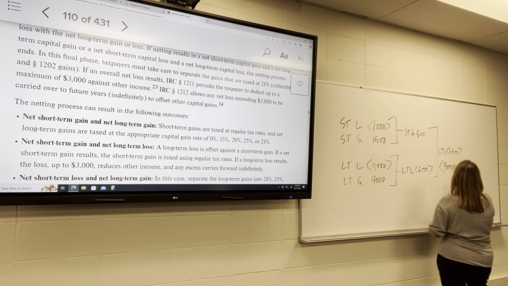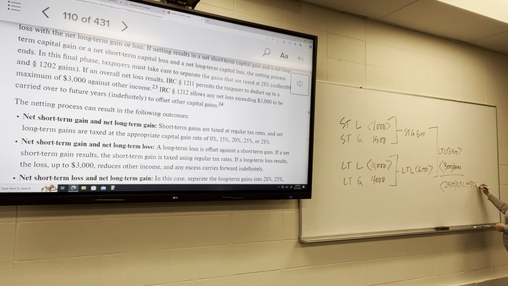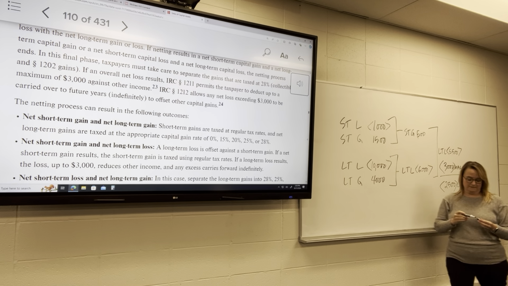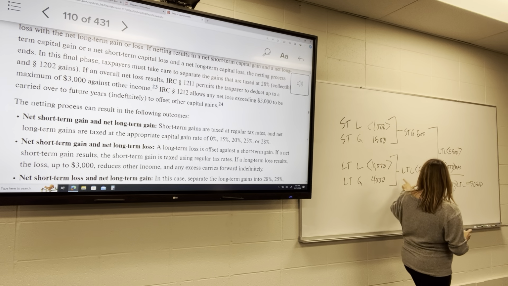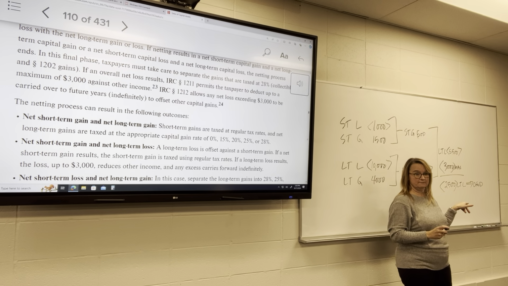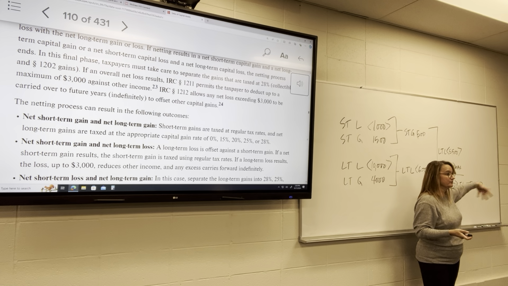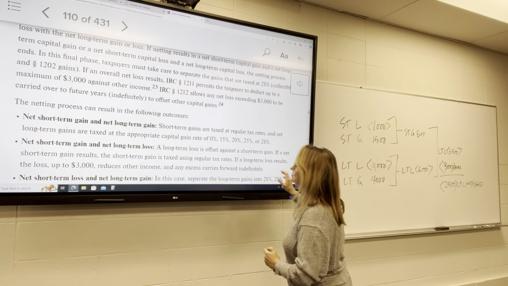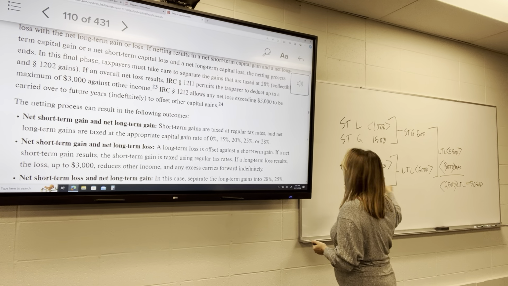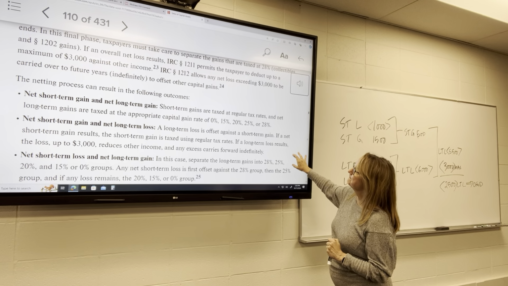So now we would have $2,500 long-term loss carried forward to the next year. It's going to retain its character, so it's going to get combined with these other long-term losses next year. So if you have some gains next year, now you've got $2,500 that you can use to offset those gains, right? Only the gains are going to be taxed. The losses, though, you are limited to the $3,000.